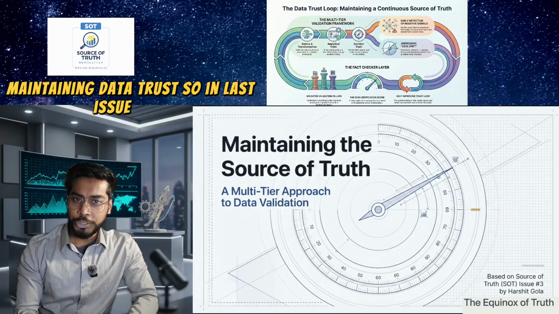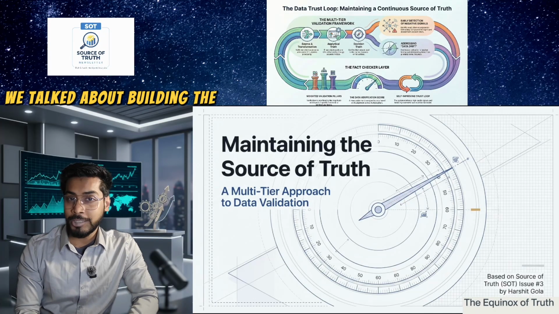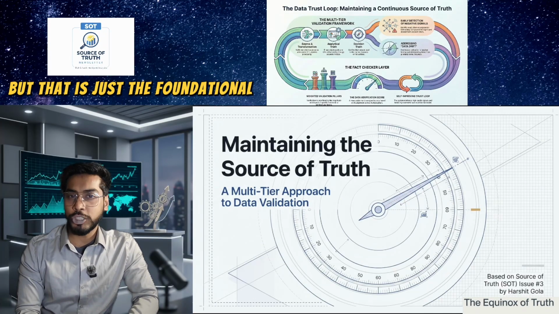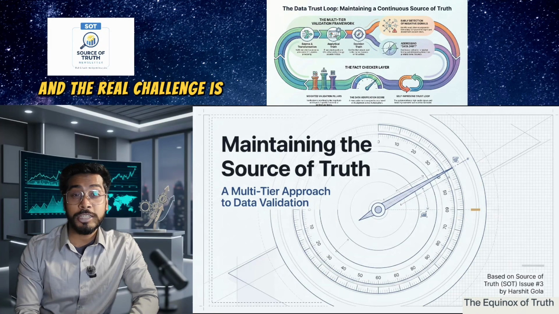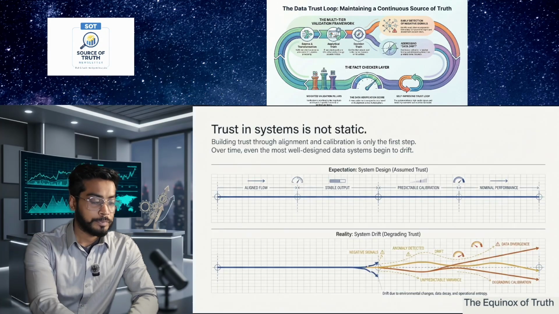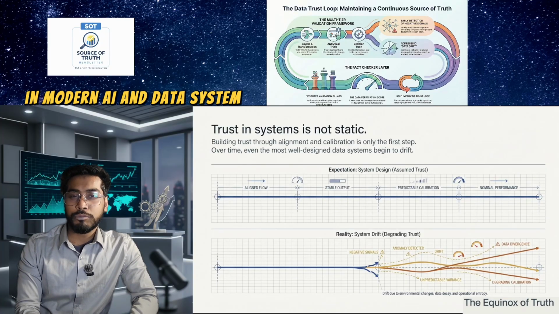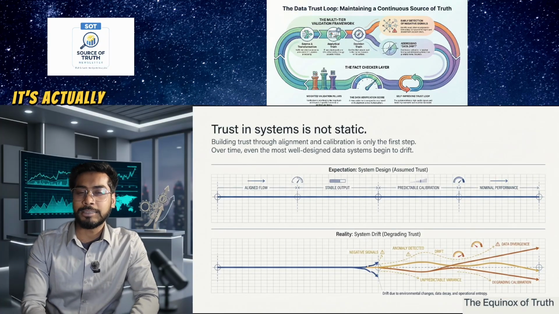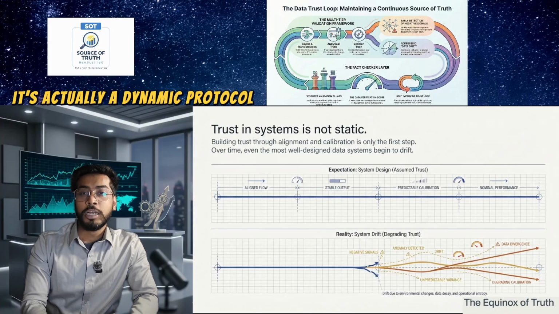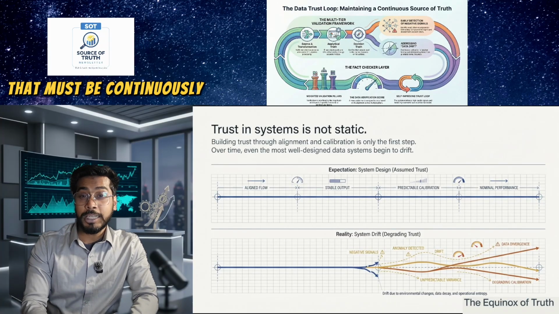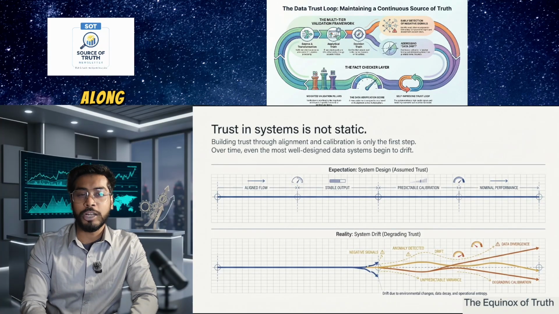In the last issue, number 2, we talked about building the trust, but that is just the foundational step, and the real challenge is maintaining it. In modern AI and data systems, trust is not at all just static. It's actually a dynamic protocol that must be continuously tested and measured along the way.